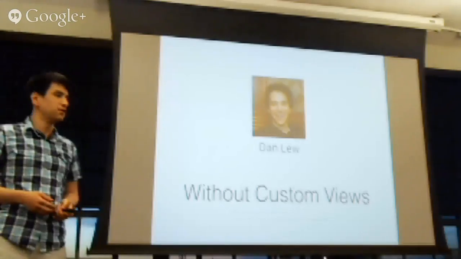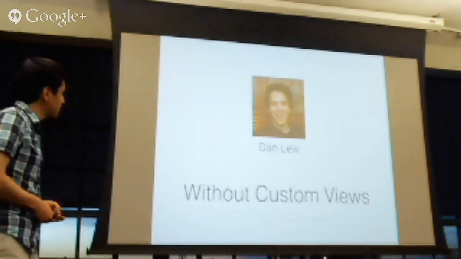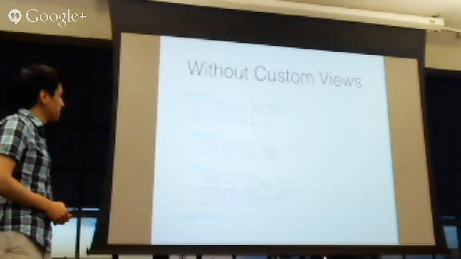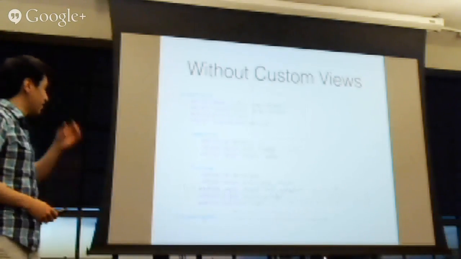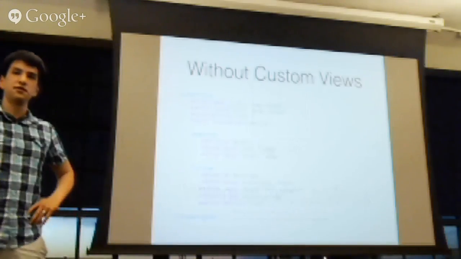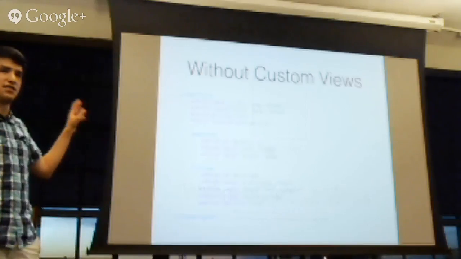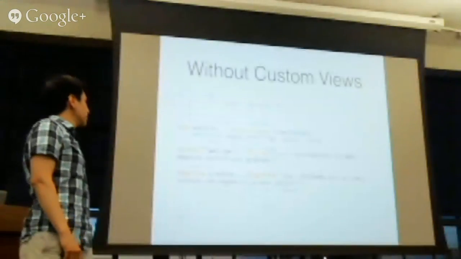So how would I do this without custom views? Whoa, for one thing, I got rid of the circle. It might be hard to do without custom views. So this would be the layout that I'm using. It's a LinearLayout with an ImageView and a TextView. It's pretty simple. It's not too complicated. I wouldn't worry about writing down all the details of this.